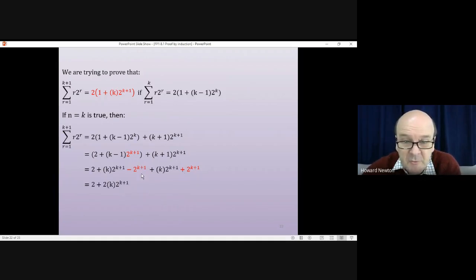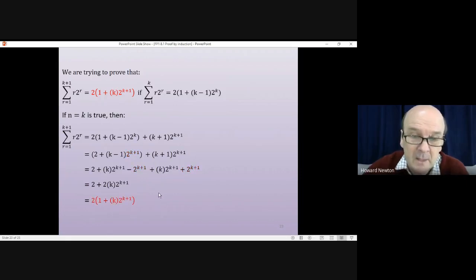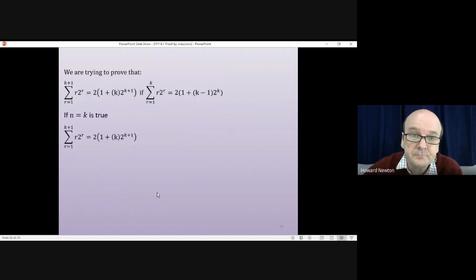These two terms, they're both in red because they're the same as each other and they just cancel each other out. These two terms, well, they're exactly the same. We've got 2 of them. So we've got 2 plus 2 lots of that term. Final step is factorizing that, which gives us 2 into 1 plus k times by 2 to the k plus 1. This is good news because that is exactly what we were trying to get. At that point, all we need to do, and you do have to do this, is finish the question by just explaining what you've done. So that is what we did.